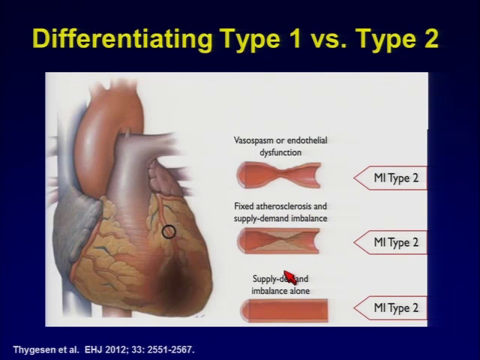And I think the cartoon that Joe Alpert and others on the committee developed for this differentiation really is helpful. A picture is worth 1,000 words. And so these are the 3 predominant conditions: vasospasm and/or endothelial dysfunction, a fixed underlying coronary obstruction without overlying atherothrombosis, where ischemia ensues in the setting of supply-demand imbalance because of an increase in demand, or supply-demand imbalance alone at the extremes of those conditions. And we'll come back to some examples of that.